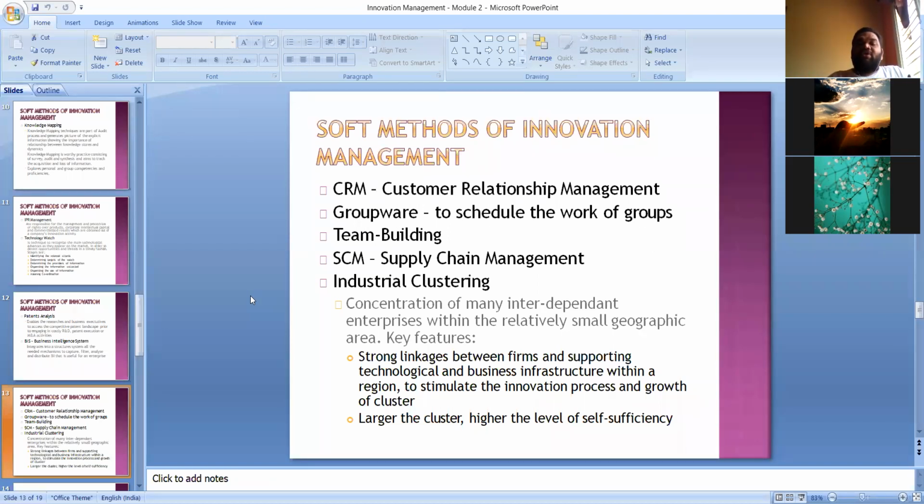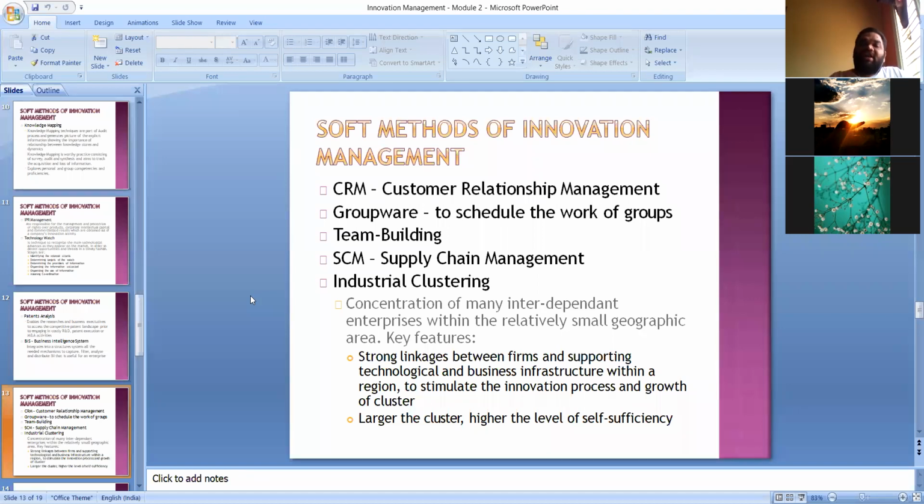So what are the key features? They have given the law: strong linkages between firms and supporting technological and business infrastructure within a region to stimulate the innovation process and growth of the cluster. They will support all the industries, whatever the dependency. The organizations which have dependency on each other are going to support themselves in the area of technological and business infrastructure within that region.